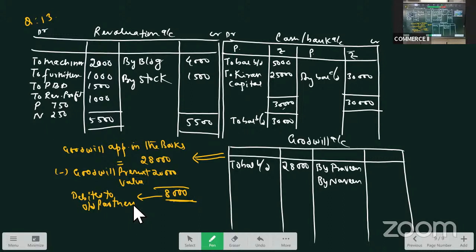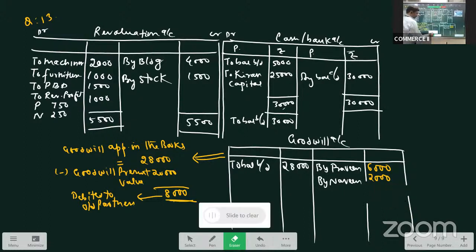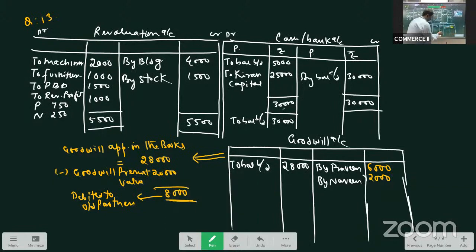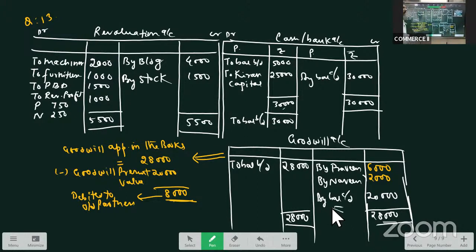What is the ratio? 3:1. So 3/4 and 1/4. Naveen will get 3/4. 4 2s are 6,000, and 2,000. Okay, 6,000, 2,000. So what will be the balancing figure you see? 28,000 by balance carried down 20,000. So tell me now, at what value will it appear in the balance sheet? It will appear at 20,000.